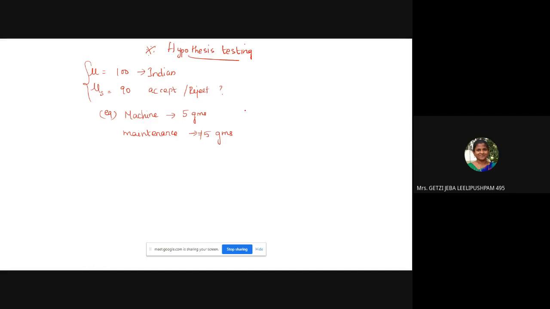So now there are two statements. One statement is the machine made 5 grams, and the other statement is the machine did not make 5 grams after maintenance. Which one are you going to accept and which one are you going to reject? You can get that using hypothesis testing. So in hypothesis testing, you will have two statements, as we saw in the two examples.